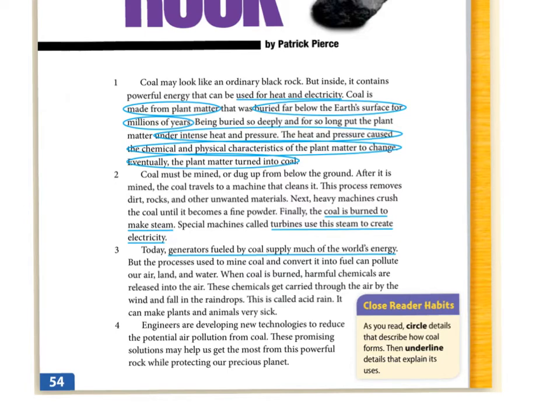It can make plants and animals very sick. Paragraph 4. Engineers are developing new technologies to reduce the potential air pollution from coal. These promising solutions may help us get the most from this powerful rock while protecting our precious planet. You can see as I'm reading, I have circled and highlighted and underlined some things in blue writing. These are details that describe how coal forms and the uses of coal.